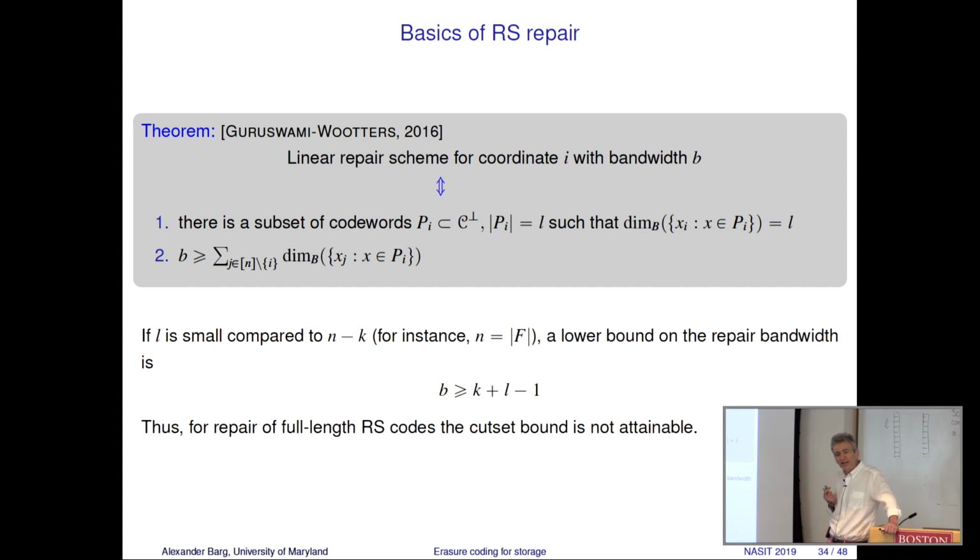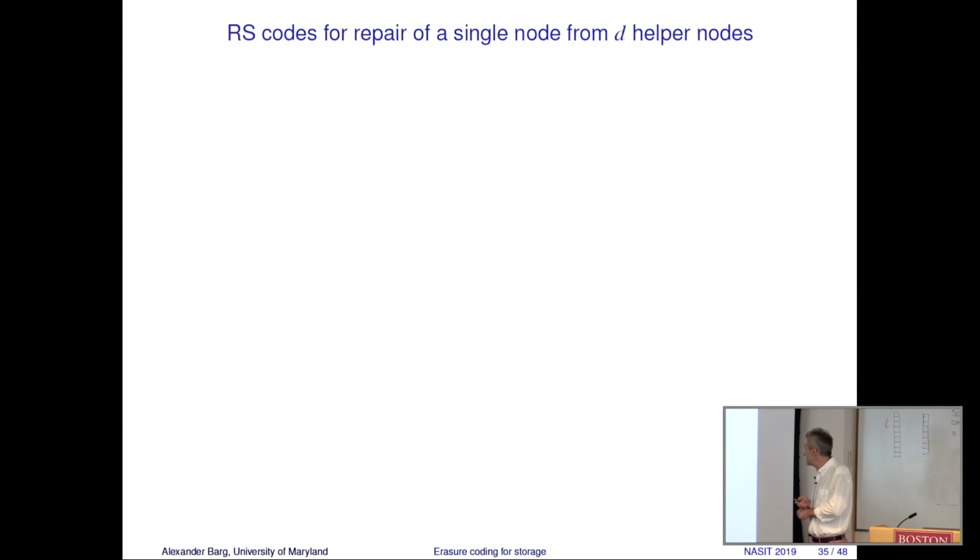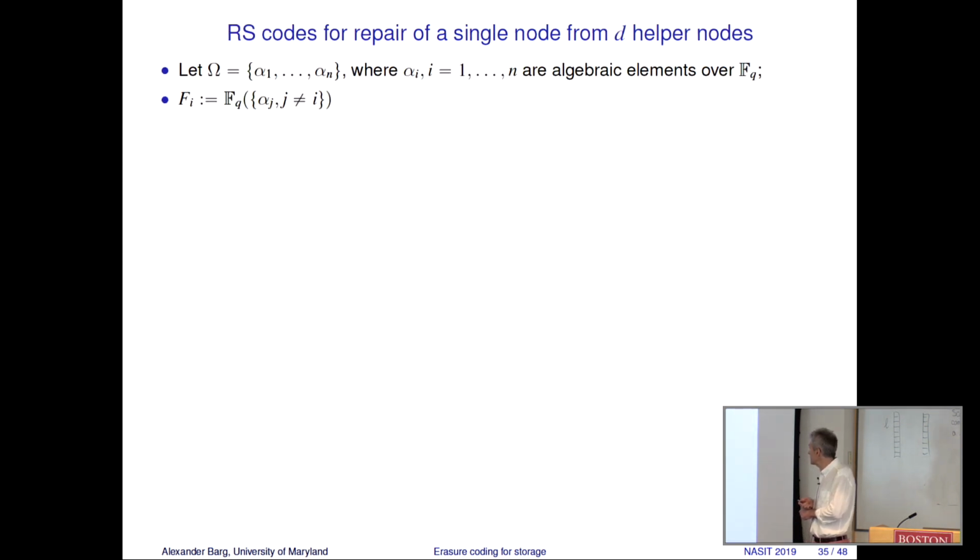So repair of full-length Reed-Solomon codes is a difficult task. There are nice advances. You can expect some nice schemes in particular cases. Probably you cannot expect a universal optimal scheme. It is possible to do universal repair, optimal repair for shortened codes if the length is much smaller than q to the ℓ. I'll show briefly how this is done without going into many details.